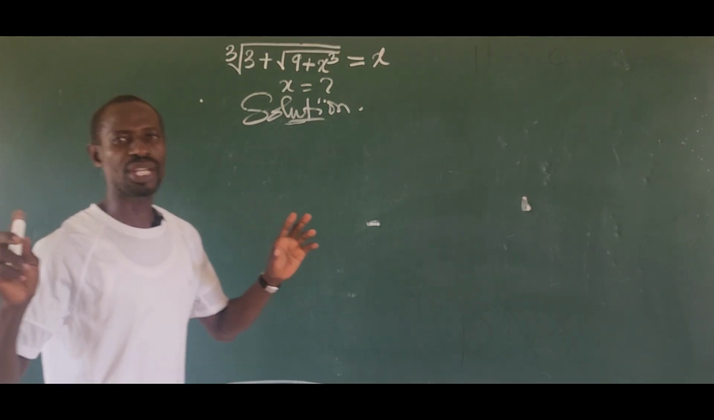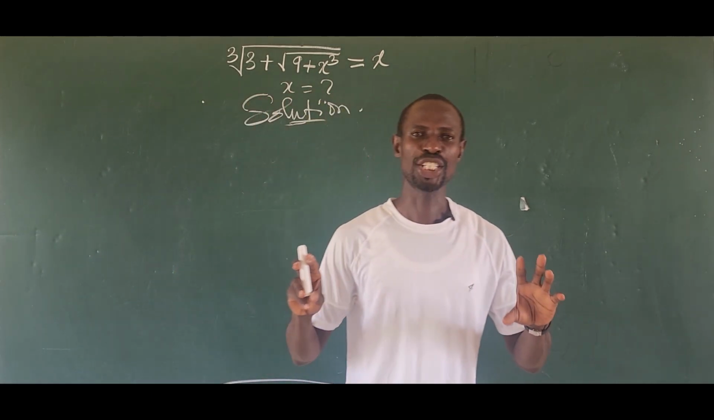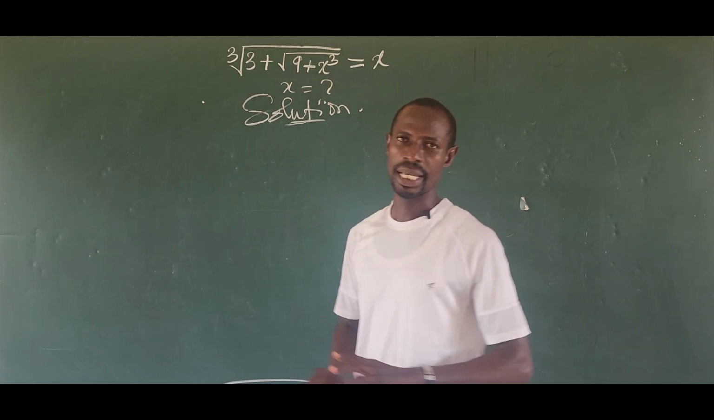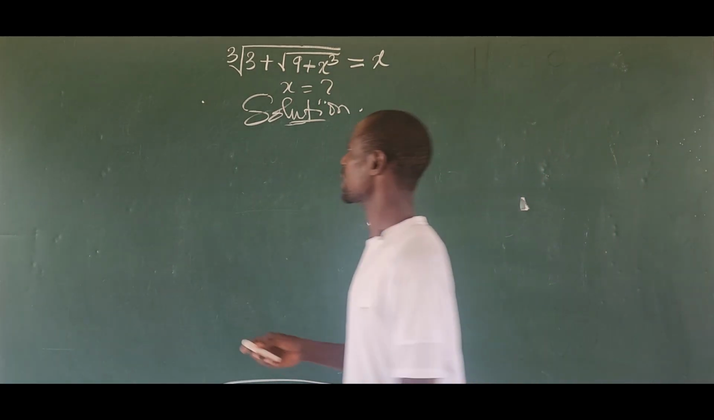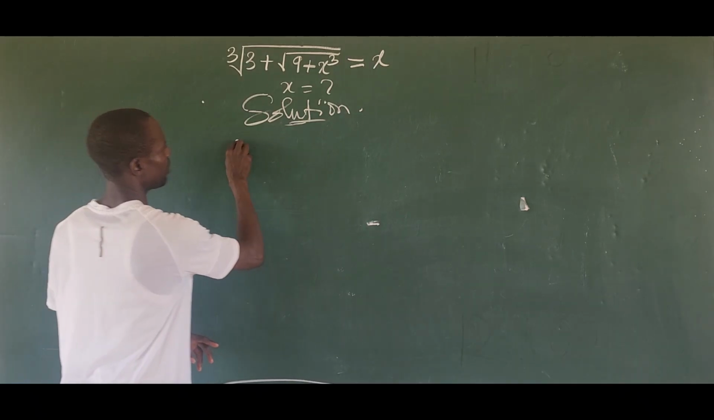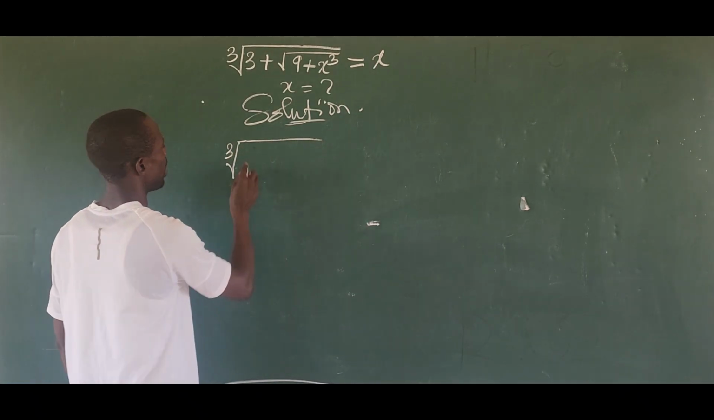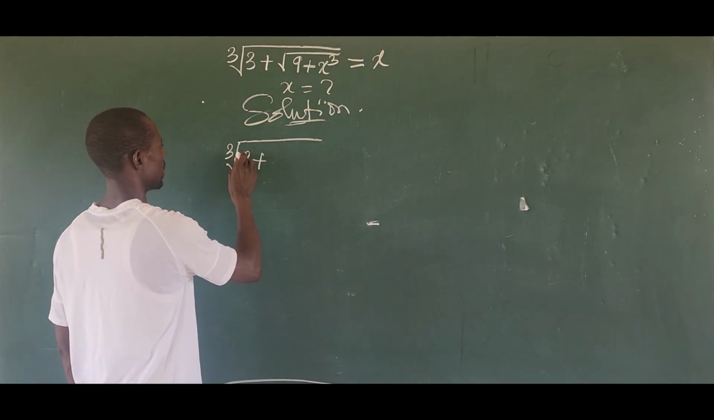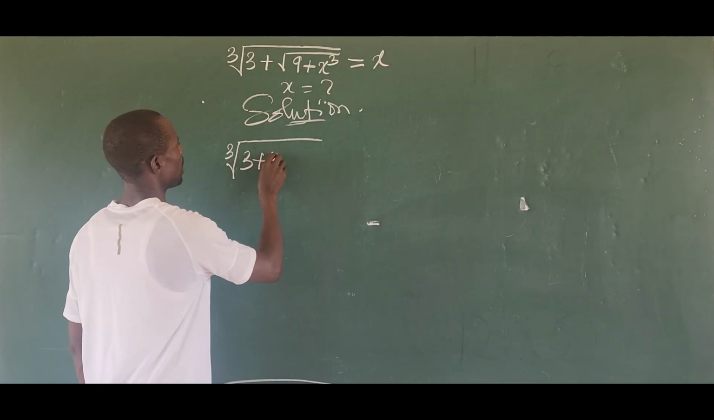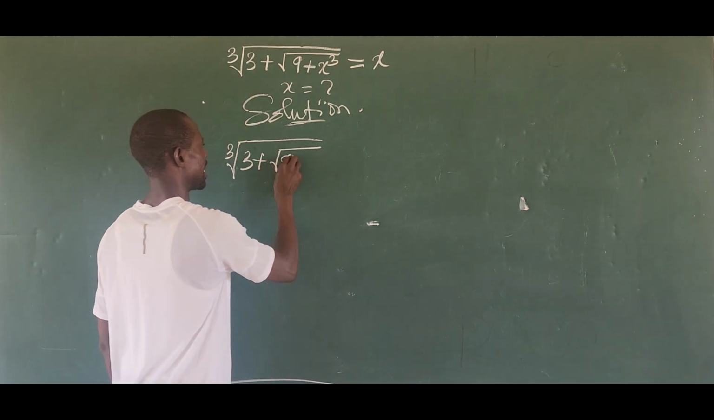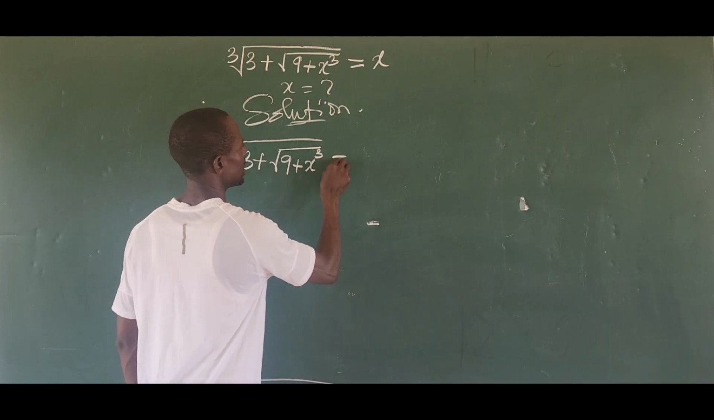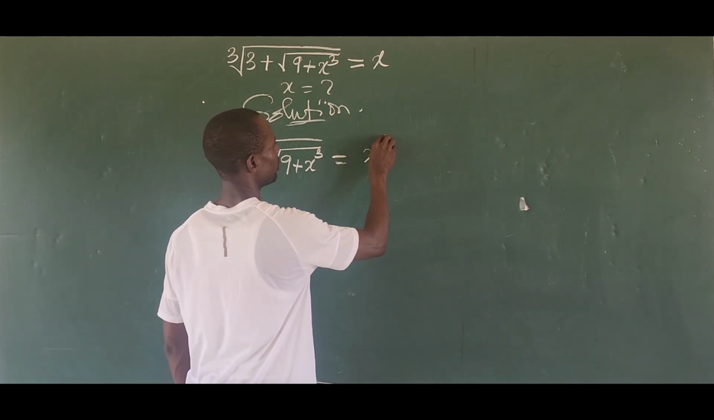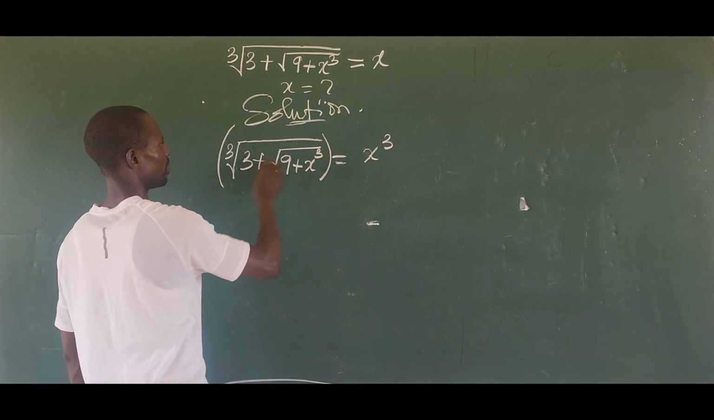The first thing we do here is to eliminate the cube root radical. How do we do that? We take the cube of both sides of the equation. So we're going to have the cube root of 3 plus the square root of 9 plus x to the power of 3, all cubed, equal to x to the power of 3.